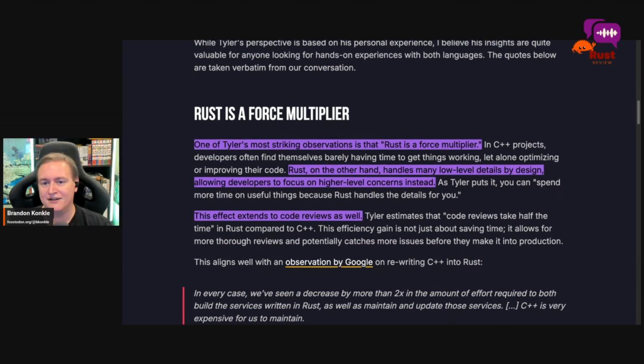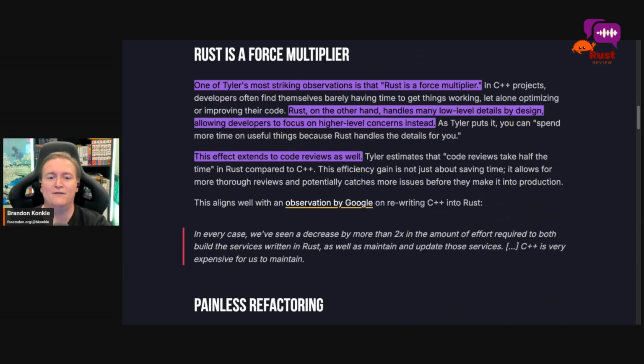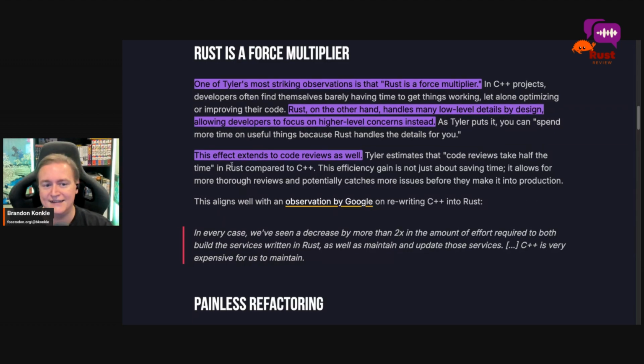So there are opinionated decisions made for you. In C++, you'll often spend a lot of time trying to figure out what approach, what tools, what set of standards to use, whereas Rust designates a lot of that by default so that you can focus on what's different, on what really matters for your use case and the value that you're trying to provide with the code. He says that this extends to code reviews also, where in his opinion, code reviews take half the time in Rust compared to C++.